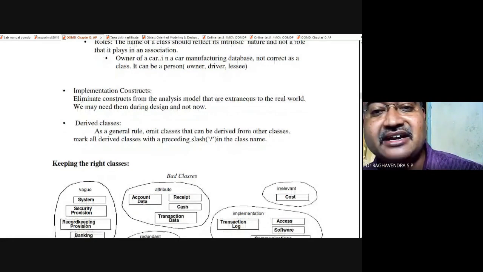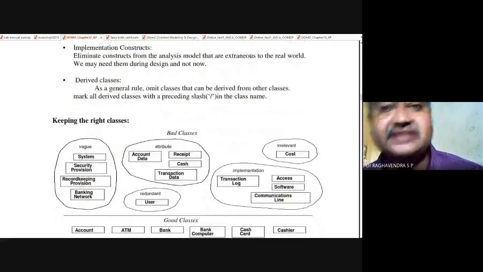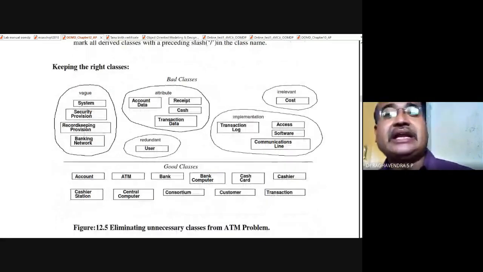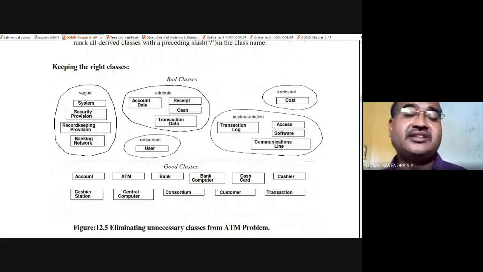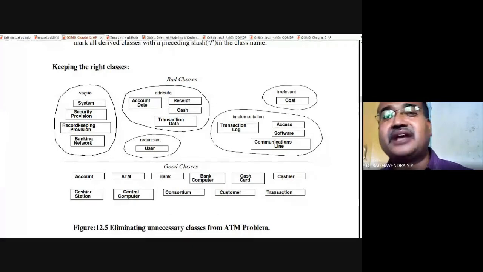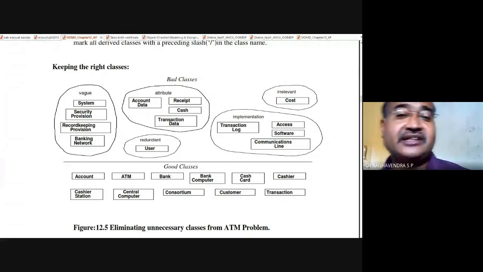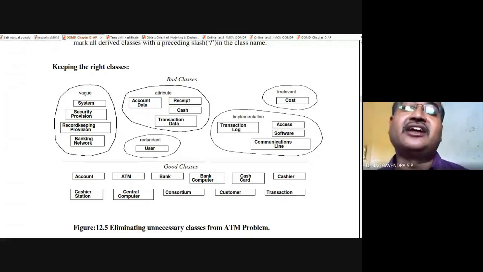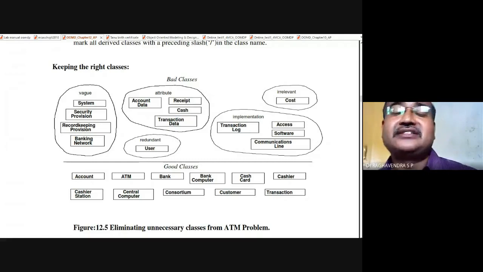So this diagram depicts the entire information we have classified here. We have clearly classified all the classes which we have considered in the ATM case study. Based on two major classes, one is called a bad class and another a good class. Under bad class, there is a subclassification: value classes, attribute classes, redundant classes, implementation classes, and irrelevant classes. In the good classes, there is no subclassification.